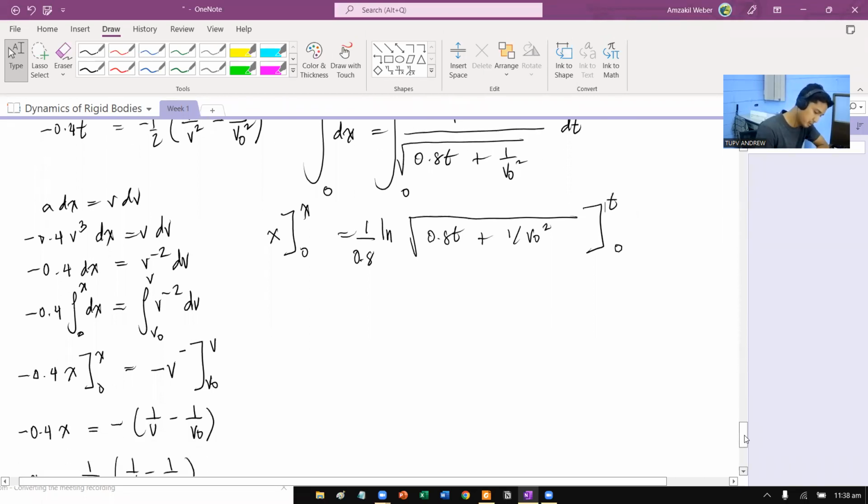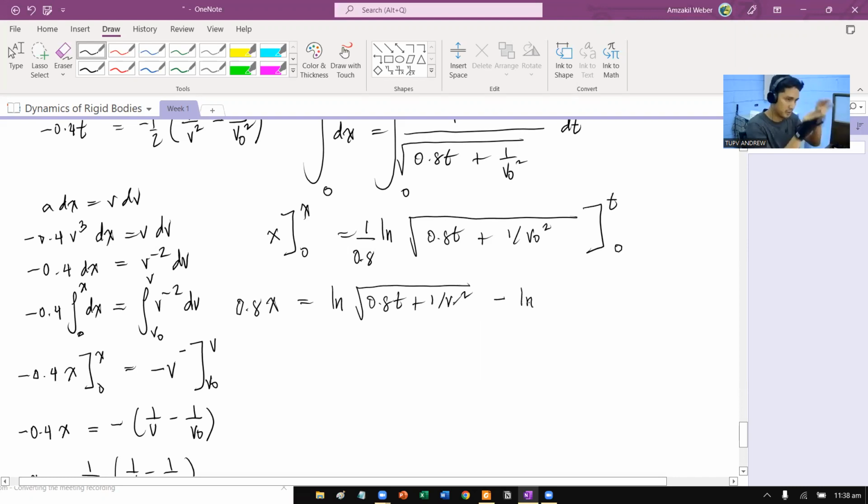Okay, so this would be x. And this would be ln 0.8t plus 1 over v naught squared, minus ln gidya mismo.